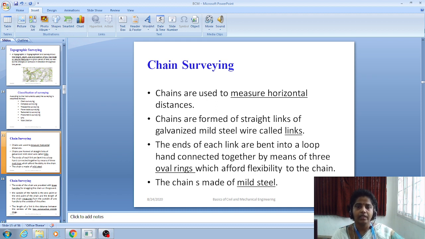The chain is formed of straight links made of galvanized mild steel wire. The end of each link is bent into a loop and connected together by means of three overlinks. These rings are very useful for flexibility in folding our chain. The chain is made up of mild steel.